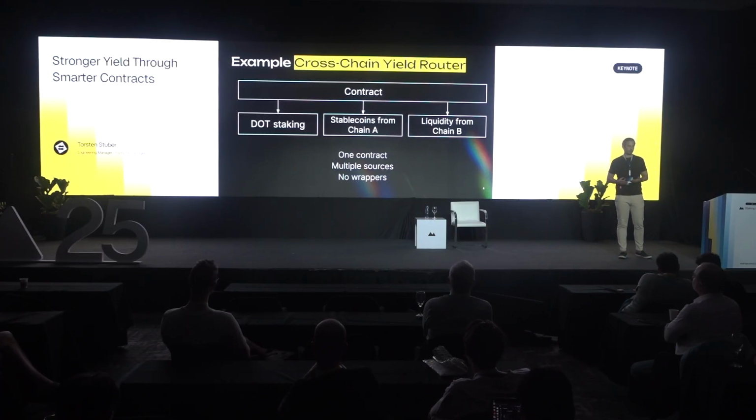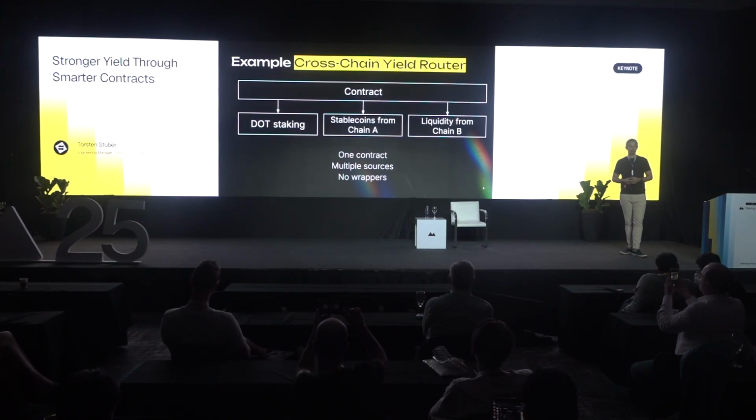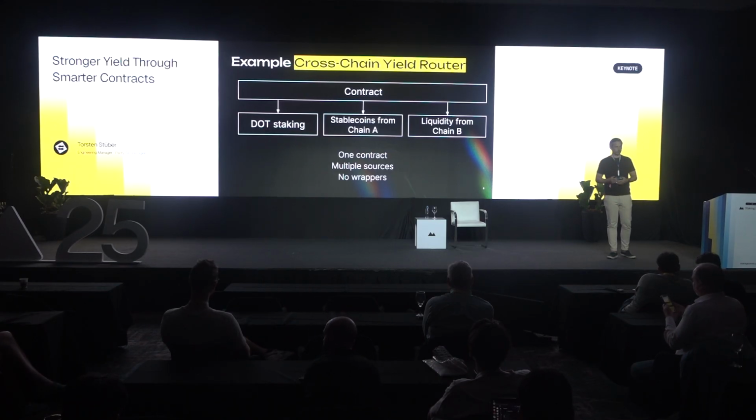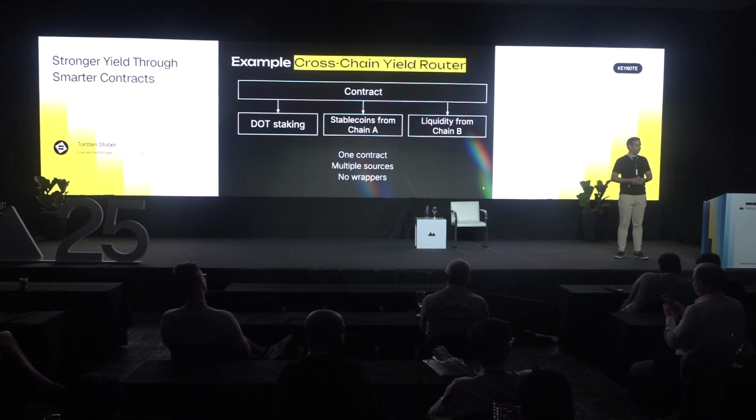I want to now highlight two examples that show the advantages of Revive. One is, for example, if you want to implement a yield router, imagine the situation where your yield router needs to interact with three different systems. One would be the staking of the native token. In the Polkadot universe, the native token is the DOT. Another one, for example, is interaction with a stablecoin on a different chain A. And another one is interaction with liquidity on yet another chain B.